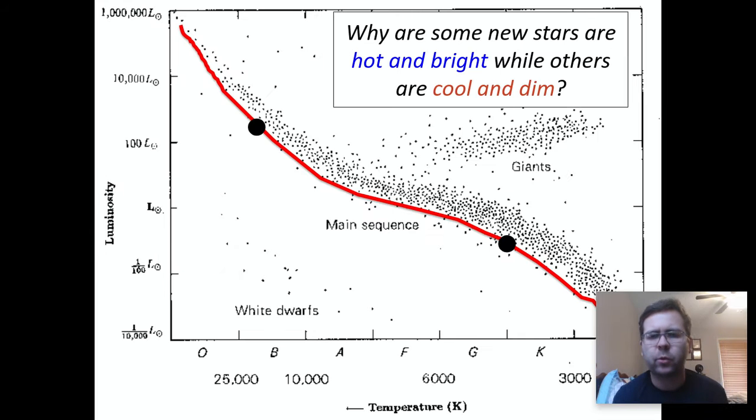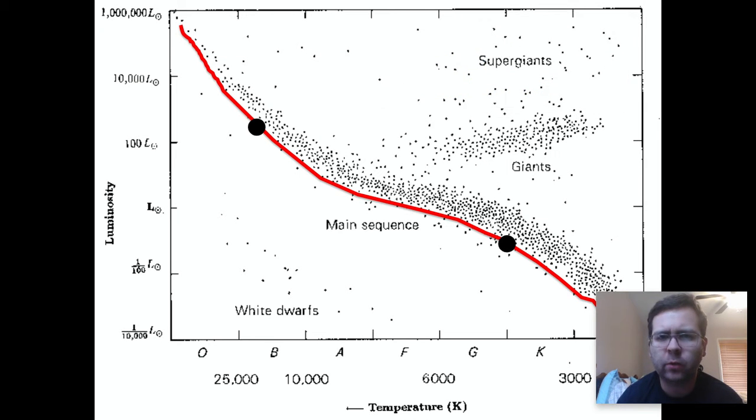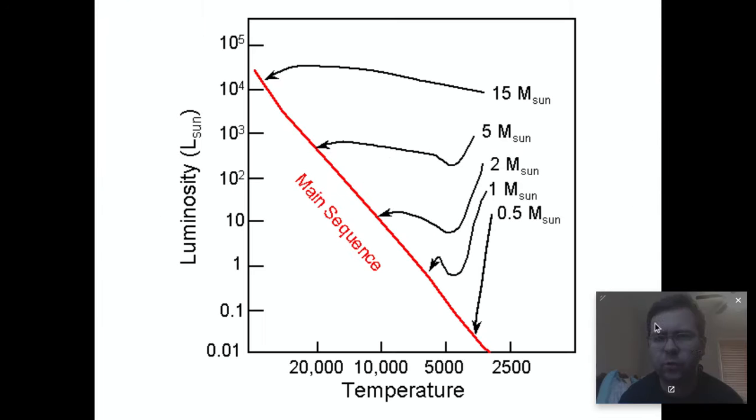So back to the original question, and then we'll finish up here. Why are some new stars hot and bright while others are cool and dim? And the answer to that is a one-word answer: mass. The mass determines everything. So the more massive stars are going to be the ones at the top edge here, and the less massive ones are going to be down here. I have some other pictures that show that.